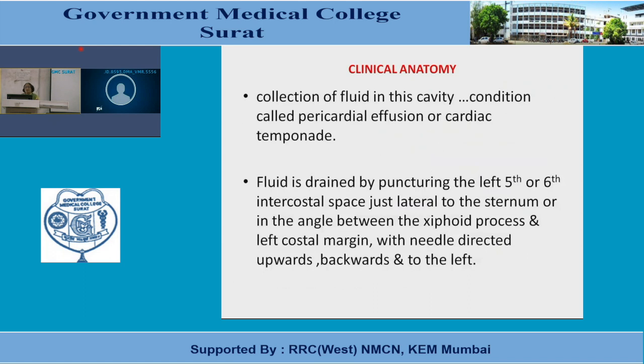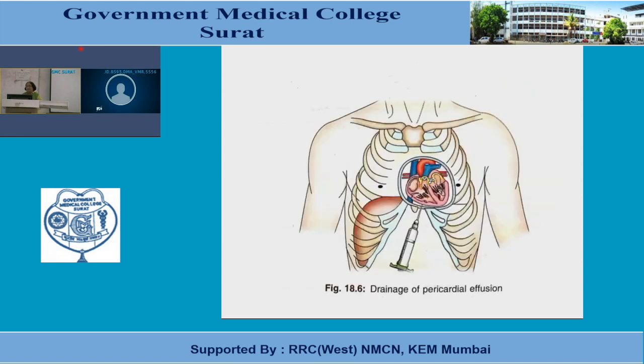Abnormal collection of fluid in the pericardial cavity is a condition called pericardial effusion. We have to aspirate the fluid. Pericardial effusion is also known as cardiac tamponade. The fluid is drained by puncturing, as we can see in the given diagram. So here is the sternal angle. On either side, the second costal cartilage is attached, so we can count the ribs. Here the second rib is articulated. So this is the first, second, third, fourth, fifth, sixth.